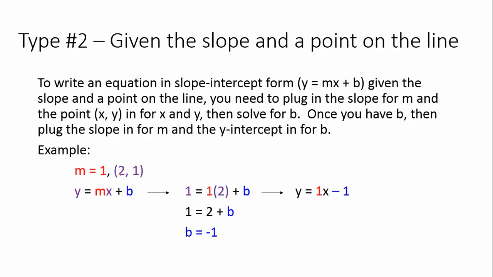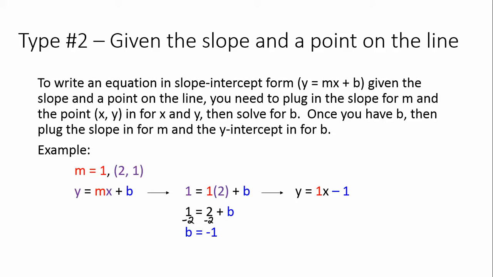So we're going to plug the 2 in for the x and the 1 in for the y. And you can see that happening here. Here's the y part of the ordered pair equals the slope times the x part of the ordered pair plus b, which is what we don't know. So you're going to multiply 1 times 2 to get 2. So 1 equals 2 plus b. And then you can see that we subtract 2 from both sides. And that's how we get that b equals negative 1.